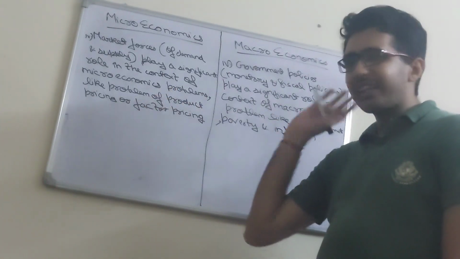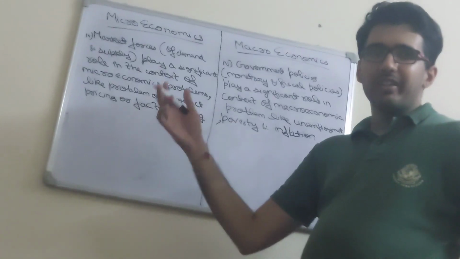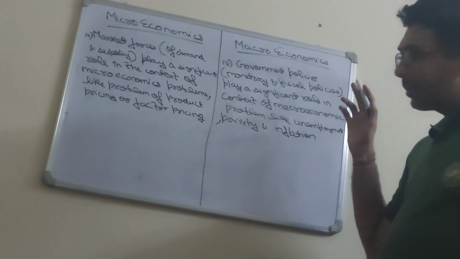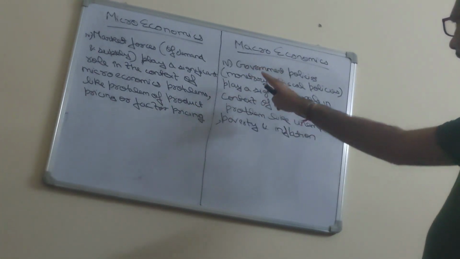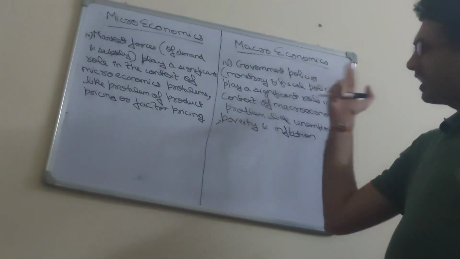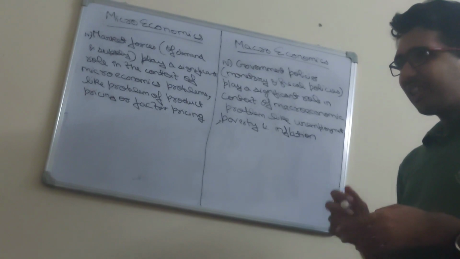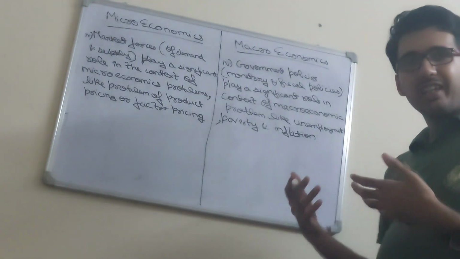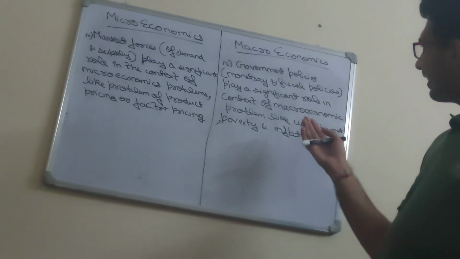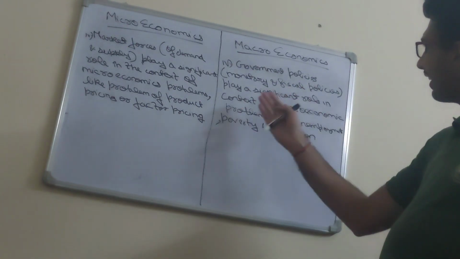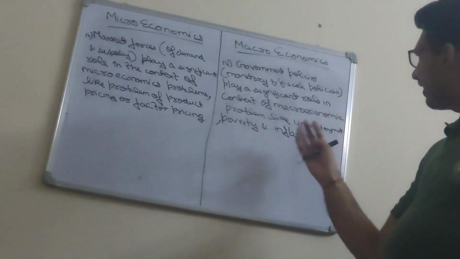Same goes for factors also. We will study in detail further when we go into later chapters. And in macroeconomics, government policies, basically two types of policies, monetary and fiscal policies. Fiscal policies are the policies made by our government, and monetary policies are made mainly, in India, by the Reserve Bank of India, RBI. These play a significant role in the context of macroeconomic problems like unemployment, poverty, inflation.